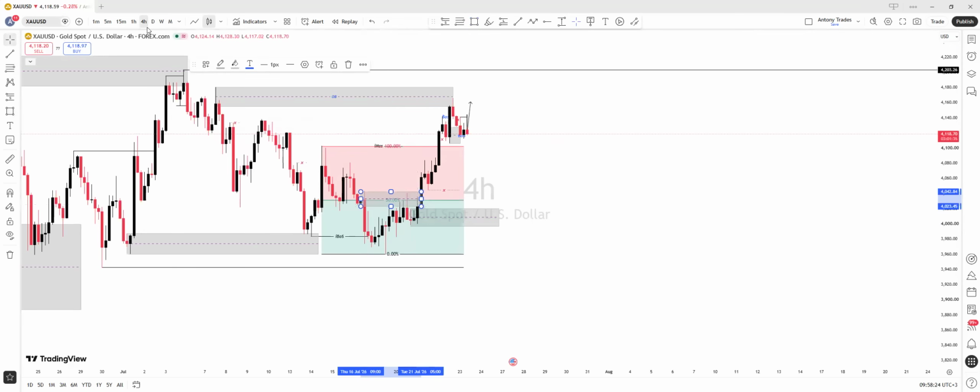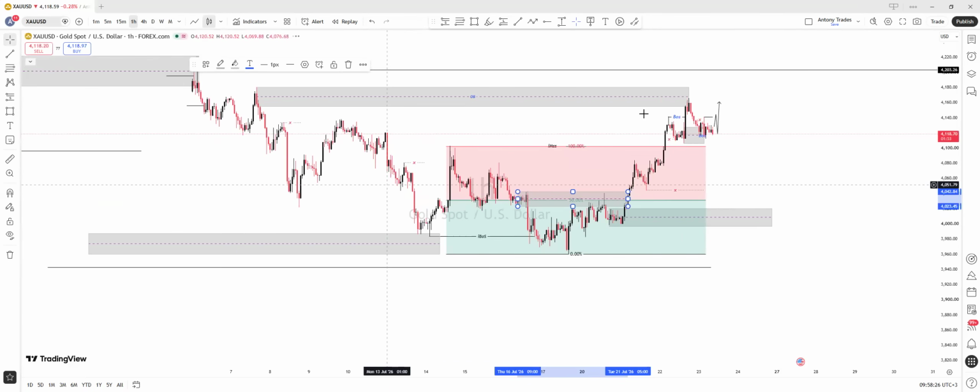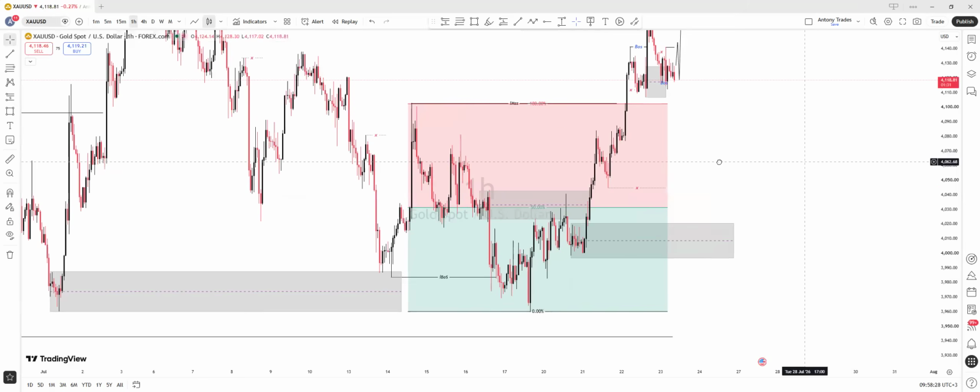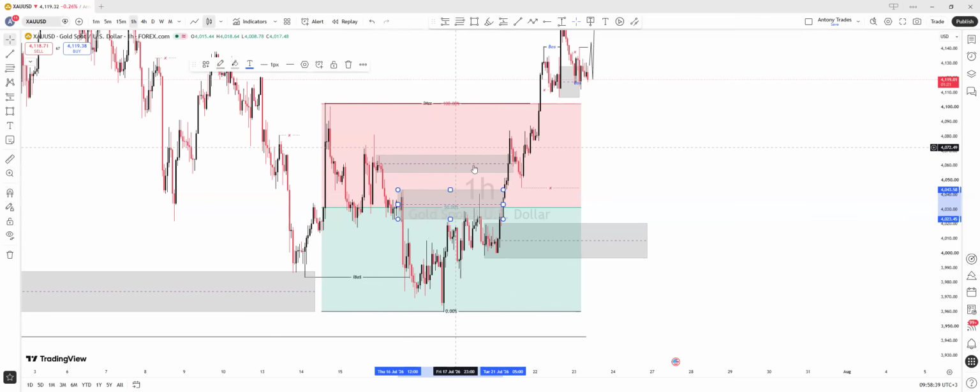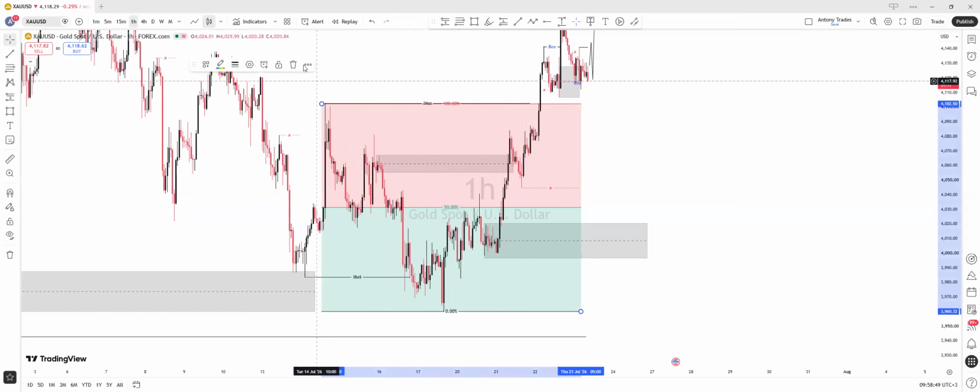Then we went to the 1 hour time frame. We also could see that we had this order block around this area, and that order block around this area. So we said, if this order block fails, we'll be waiting to see what the market will do here. Once this order block fails, there is a high chance that the market will be coming for this high. And that is exactly what gold did.